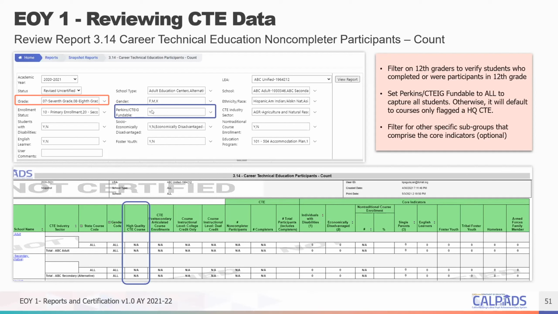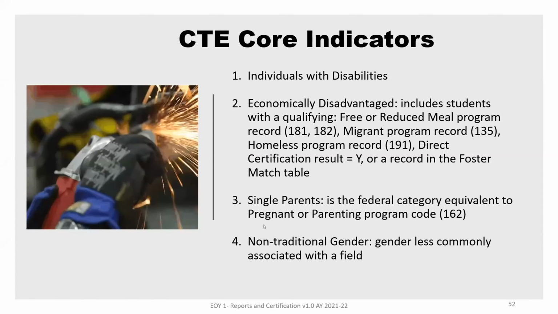So first things first, whether you made a mistake or it was deliberate, if you don't have results on 3.14 that you expect, check that Perkins CTIG filter and see if you change it to all, how that report runs, see if your counts are a little bit more accurate. And then you can identify whether or not you need to resubmit those courses as high quality or not. So you have core indicators for Carl Perkins that show up on the reports, and you identify in student characteristics.